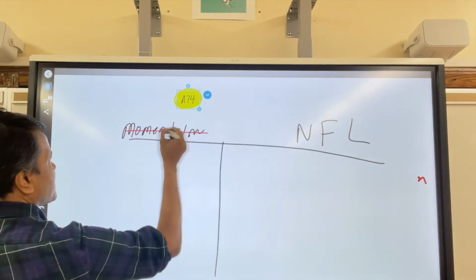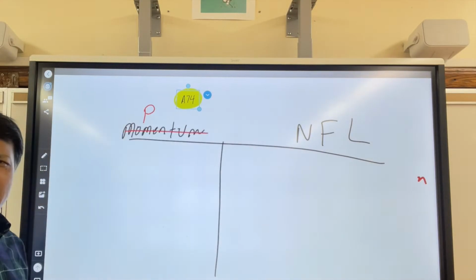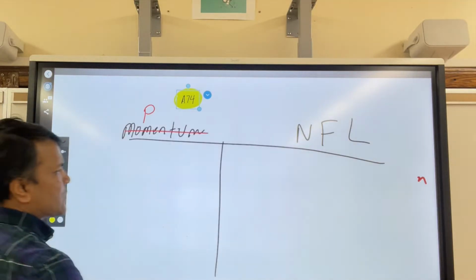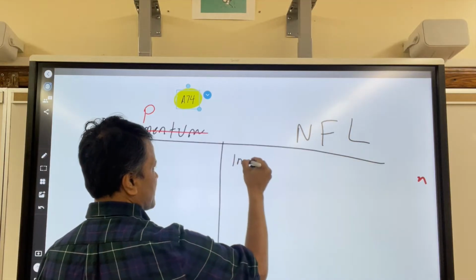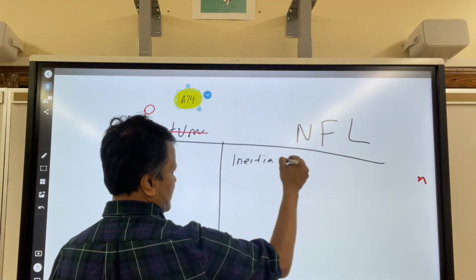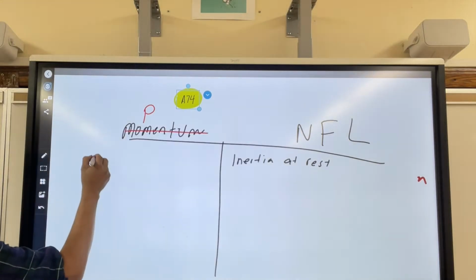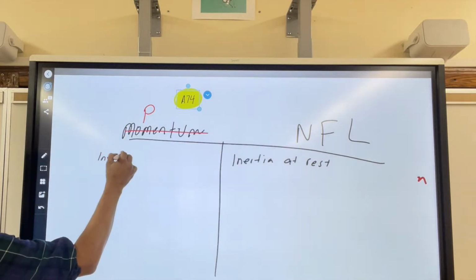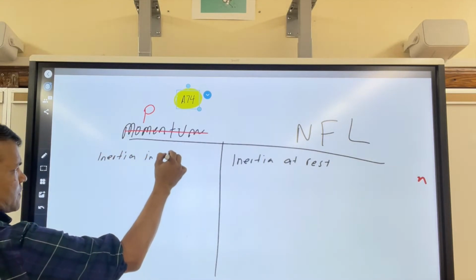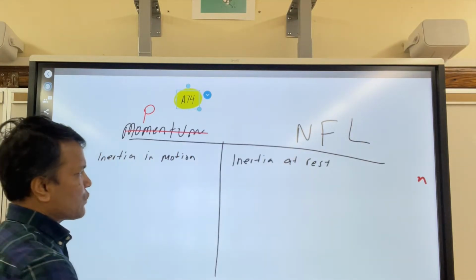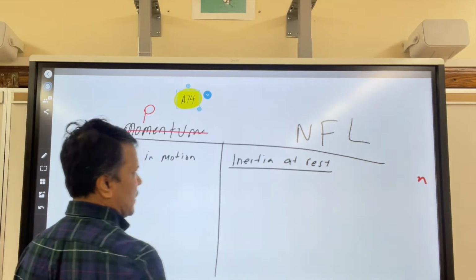Instead of writing momentum, we can just write P for momentum, right? All right. So, what is Newton's first law? Newton's first law is inertia at rest, right? And what is momentum? Momentum is inertia in motion. Let's dive into Newton's first law.